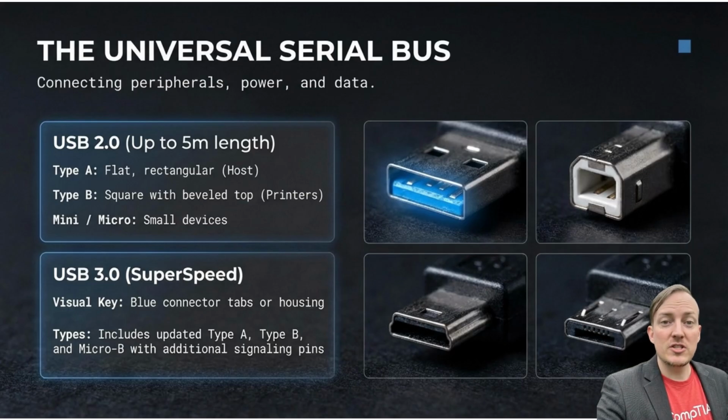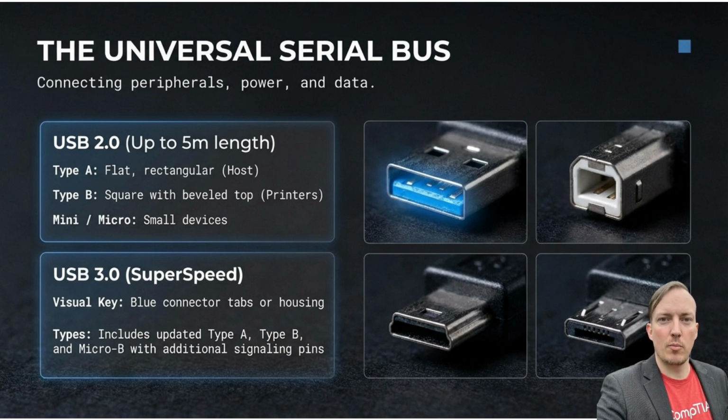Enter the Universal Serial Bus, connecting peripherals, power, and data. USB 2.0 supports cable lengths up to 5 meters and comes in various shapes. The flat, rectangular Type A for the host, the square, beveled Type B for printers, and mini or micro shapes for smaller devices.